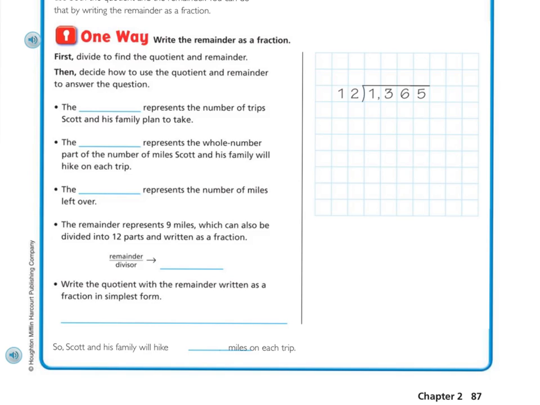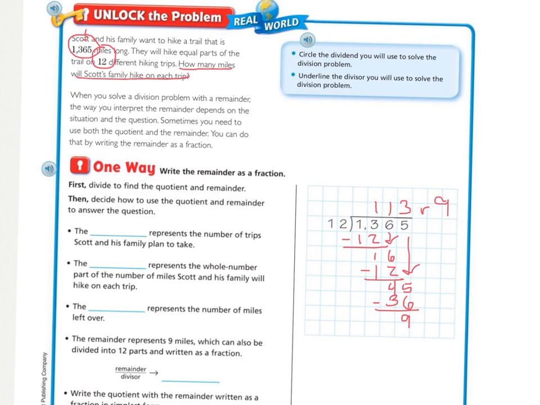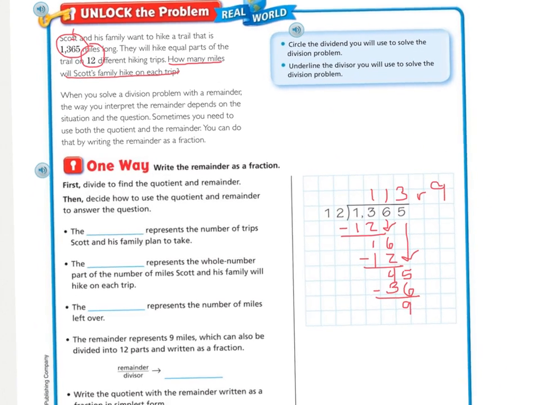One way to write the remainder as a fraction, the first thing we need to do is divide to find the quotient and the remainder. We will use this area and the graph paper to help us stay organized as we solve our division problem. Now that we have our division problem solved, we need to decide how to use the quotient and the remainder to actually answer the question. Remember, the question was how many miles will Scott's family hike on each trip?